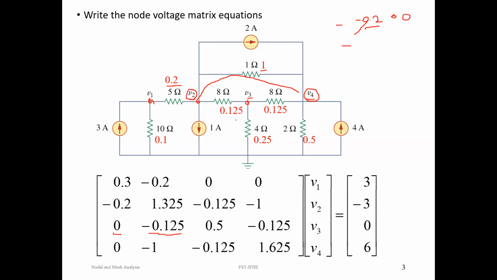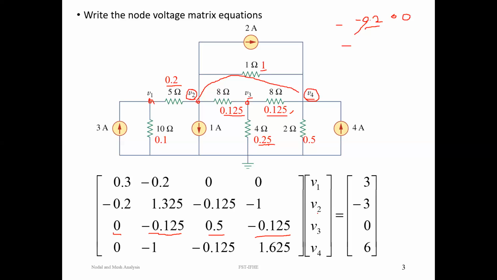The 3, 3 element is the sum of all the conductances which are connected to 3. That is 0.125 plus 0.125 plus 0.25. And then the element which is common between third node and fourth node is 0.125, so minus 0.125. In this fashion, you can fill up the A matrix.